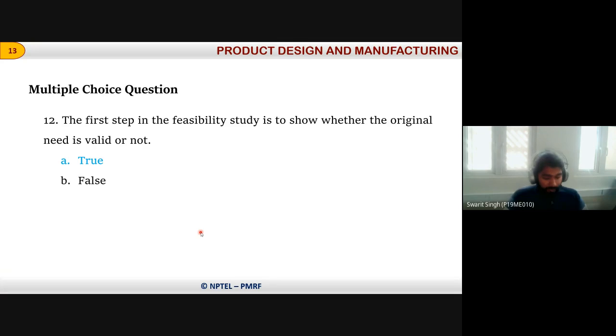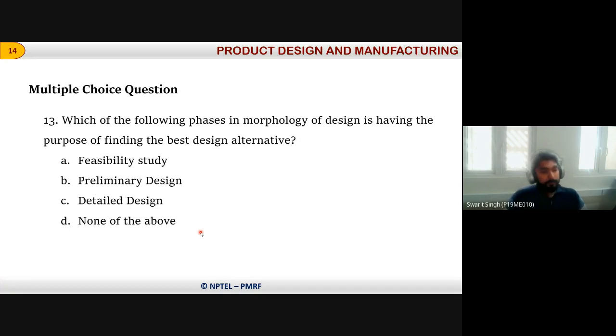And then whether the product will be able to solve our existing problem or not, that must be identified in the feasibility study stage only. So yes, in the very first stage of the feasibility study, whether the original need is valid or not for that particular product is defined. So this is a true statement.